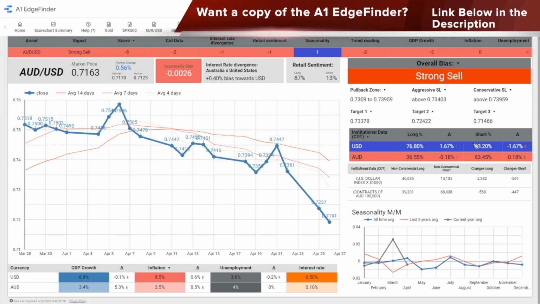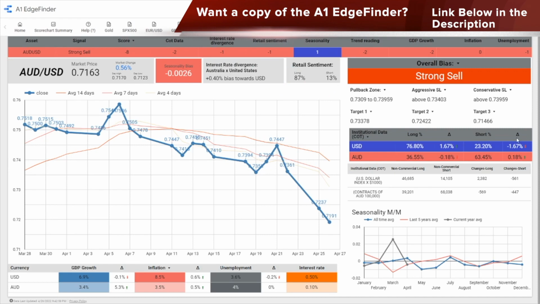When we take a look at this thing, we can see that COT data, we can go through the process again, very, very sell heavy by institutional traders, whereas the dollar is very bullish. Then we go to interest rate divergence. Interest rate divergence tells us 0.4% bias towards USD, as the US has a higher interest rate. That's attractive for USD, less attractive for AUD. Retail sentiment, we see that the crowd is very long biased on this pair. So if the pair is being bought by retail traders, and we know that retail traders tend to lose money, we're looking at the short side.